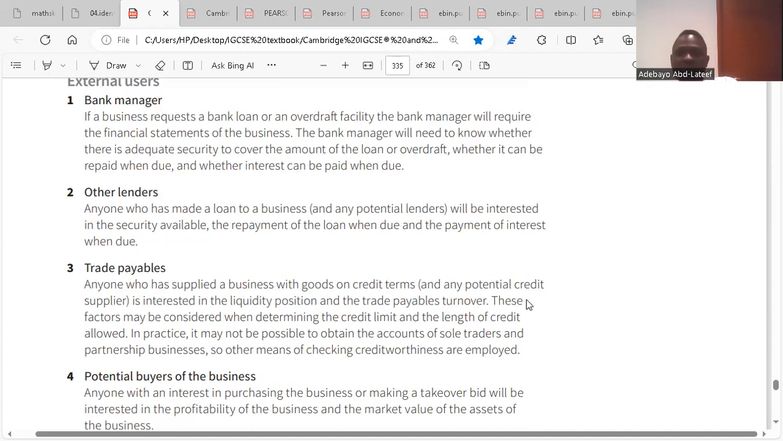Other lenders: anyone who has made a loan to a business will be interested in the security available, the payment of the loan when due, and the payment of interest when due. So other lenders are those that you can borrow from too. They want to be sure that you have security and the credit worthiness to pay back.